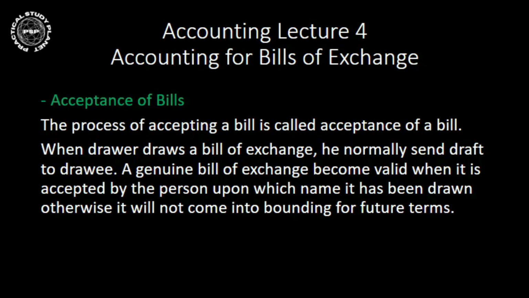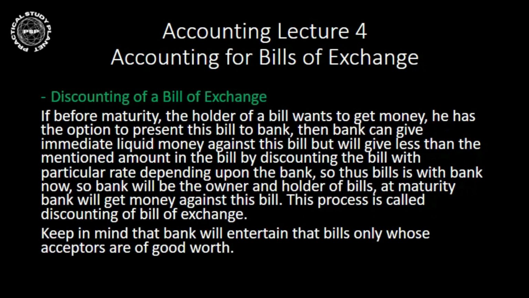Acceptance of bills. The process of accepting a bill is called acceptance of a bill. When the drawer draws a bill of exchange, he normally sends the draft to the drawee. A genuine bill of exchange becomes valid when it is accepted by the person in whose name it has been drawn. Otherwise, it will not come into binding force for future terms.